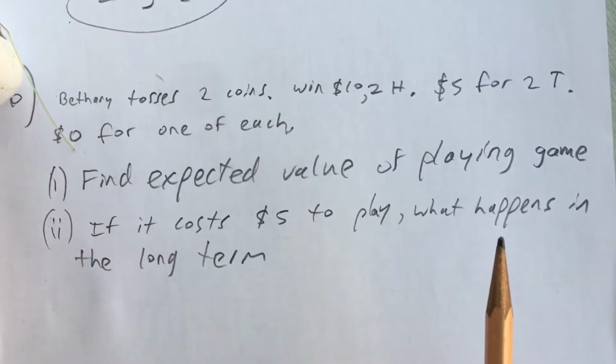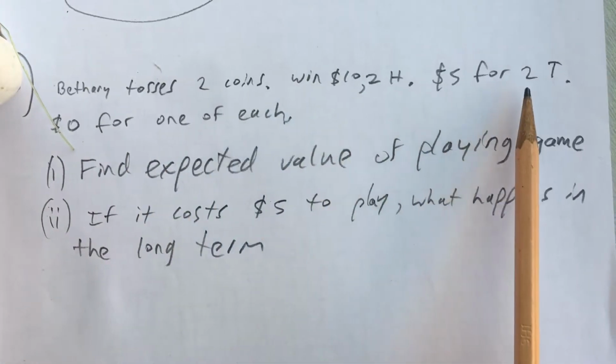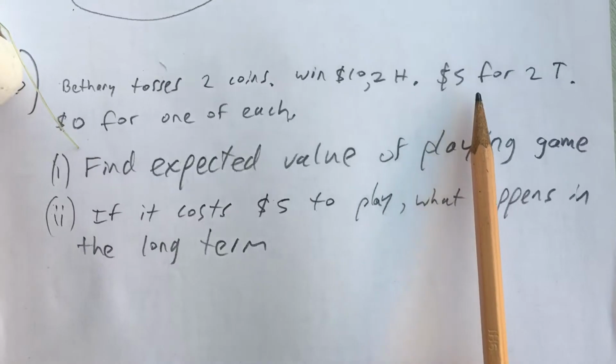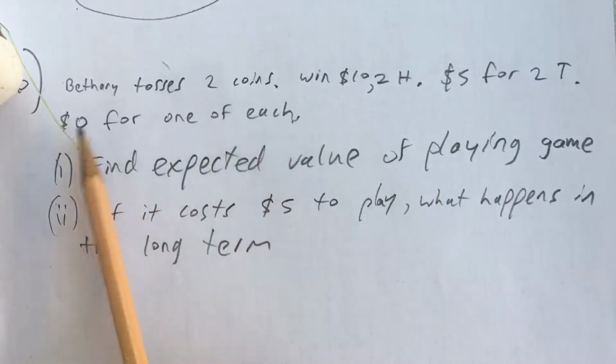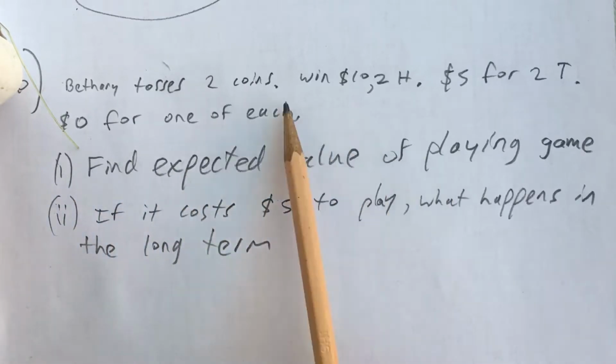Next question. Bethany tosses 2 coins. It's a game. She's playing a gambling game. If she gets 2 heads, she wins $10. If she gets 2 tails, she wins $5. But if she gets 1 of each, because there's only 3 results, she gets no dollars. So the question is, find the expected value of playing this game.